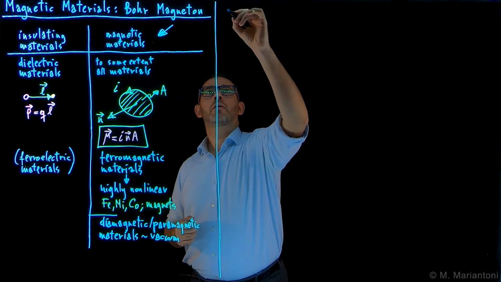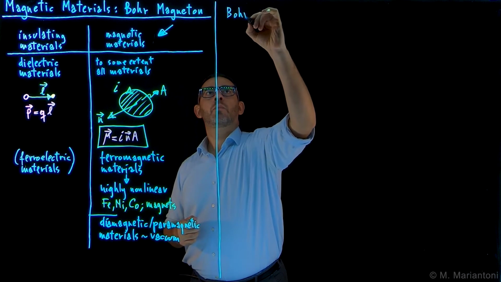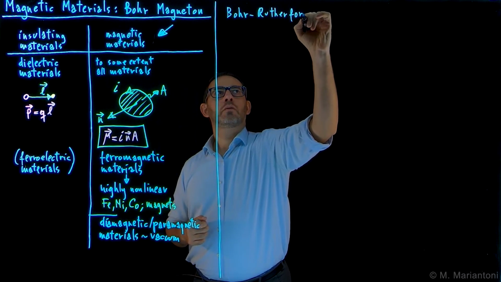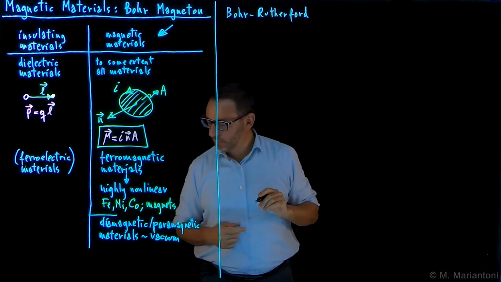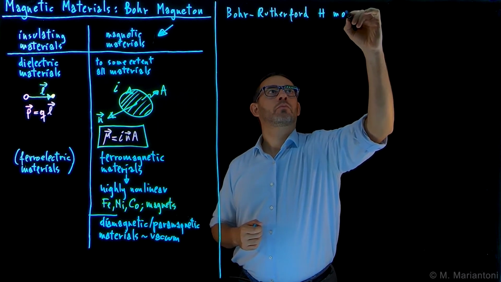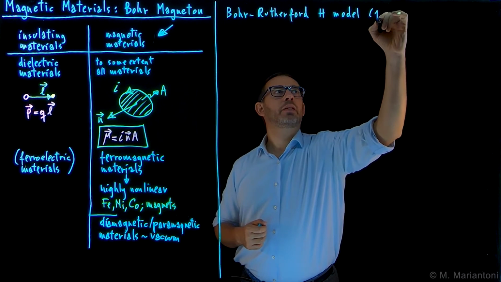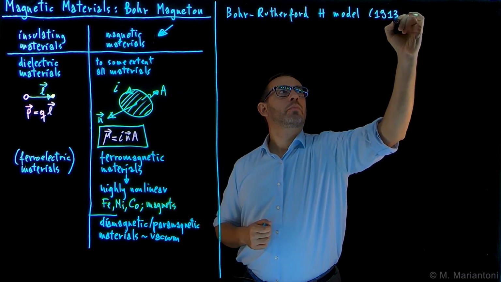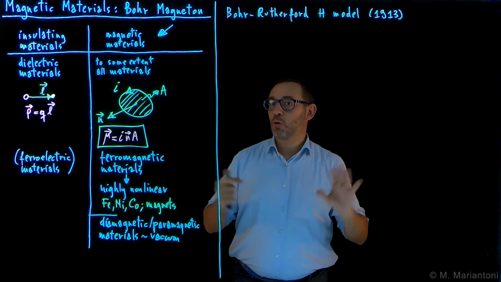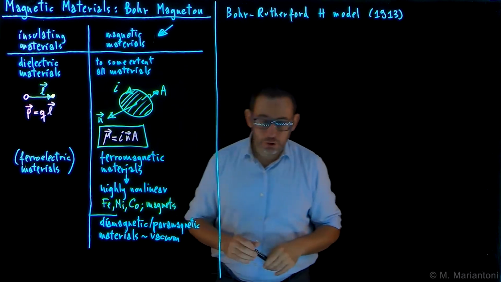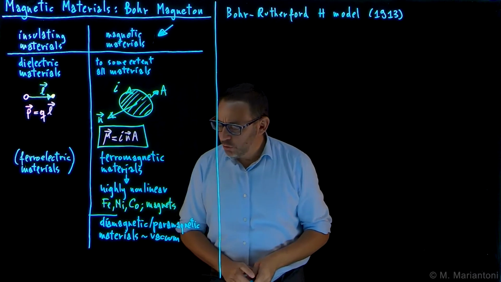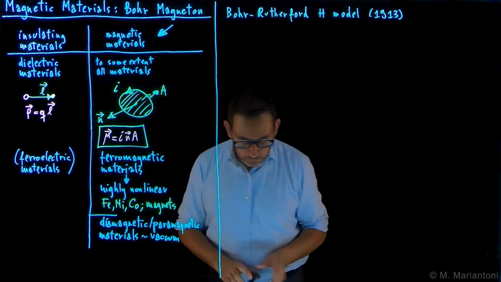Bohr-Rutherford model of the atom, of the hydrogen atom, from 1913, the version from 1913, let's say, which of course does not take into account in detail all the quantum mechanical effects for the hydrogen atom, but is actually a very good model to understand magnetic materials. And actually still pretty accurate, as it turns out.